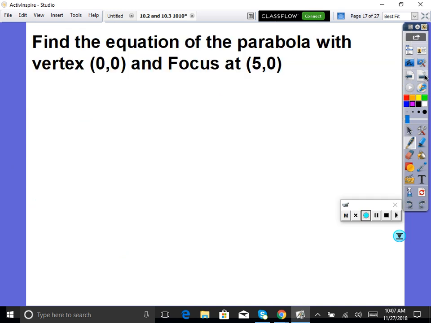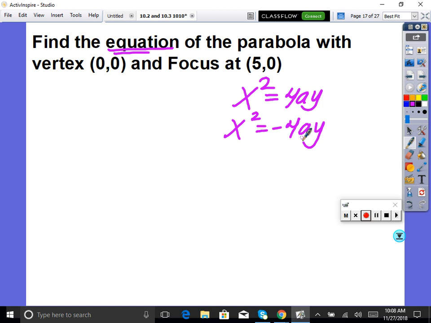Okay, let's go this way. So you might want to write this down. You do have to think a little bit, kind of drawing yourself a rough picture. It says, find the equation of the parabola with a vertex at 0, 0 and a focus at 5, 0. Because this is find the equation, you have your 4 equations as a basis to start. Does everybody understand that? So we have x squared equals 4ay, we have x squared equals negative 4ay, we have y squared equals 4ax, and we have y squared equals negative 4ax.